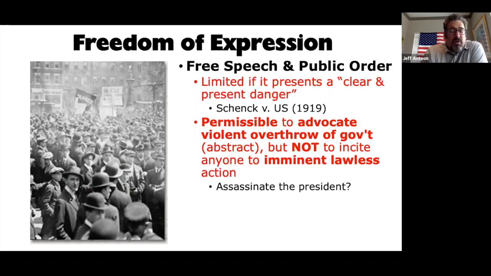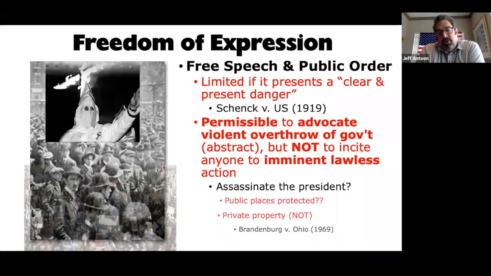If it is abstract, you're allowed to have abstract speech about our government. You could say, I don't like our government. I'd like to overthrow it. I think we should have a revolution. But if you're inciting the violence in public, the clear and present danger test has been changed to imminent lawless action, meaning it's going to happen and it's going to be lawless, meaning against the laws. You can't say assassinate the president. You can't even joke about it. You could be turned in, and the Secret Service could show up and investigate that claim of what you're saying.